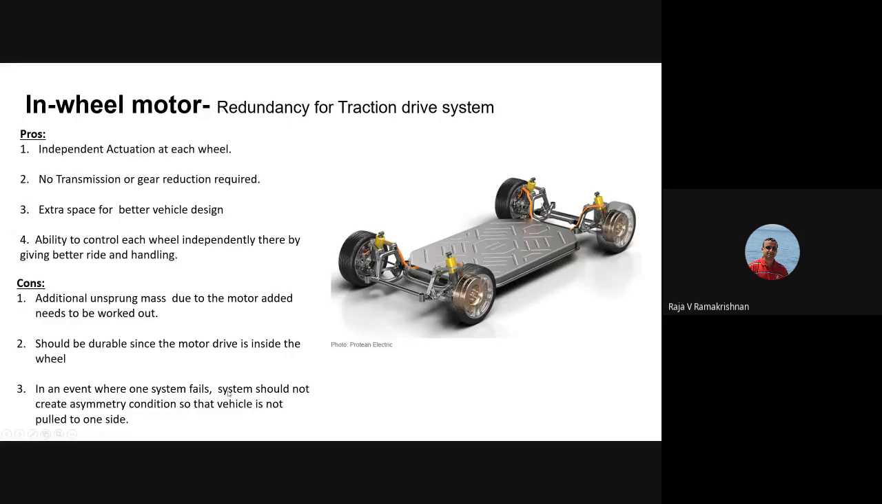In an event where one system fails, the system should not create asymmetric conditions so that the vehicle is not pulled to one side. So if any failure happens, we don't want the vehicle to move towards one side, getting pulled or locked in one system. That is very bad when we are driving. So we need to take care of such issues in such architecture.